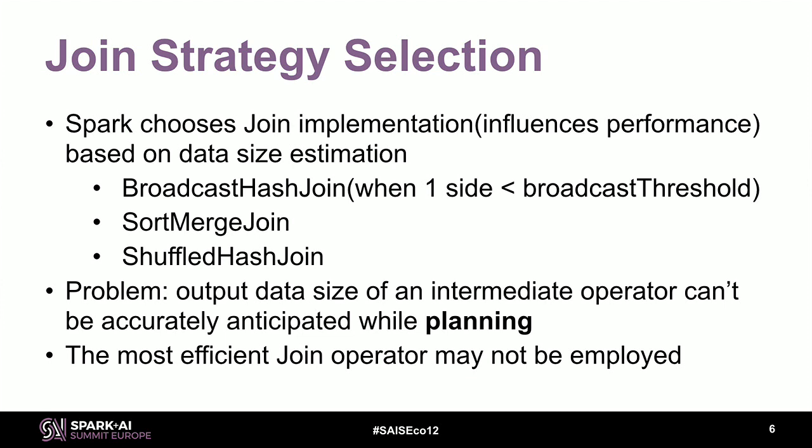Another challenge for the Spark framework is join strategy selection. While planning physical plans, Spark chooses the join implementation based on the estimated data size of each table. For example, if we want to perform a join, when one side is smaller than the broadcast threshold, Spark will choose broadcast hash join. Otherwise, sort merge join. Because generally, broadcast hash join will perform better than sort merge join.